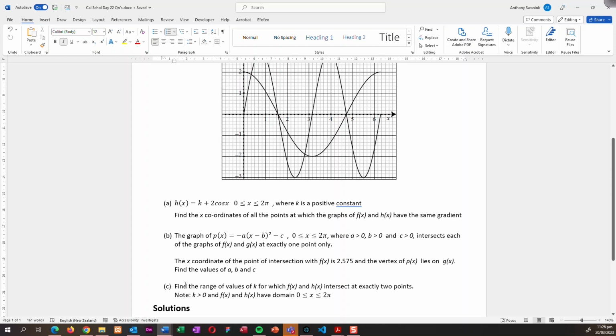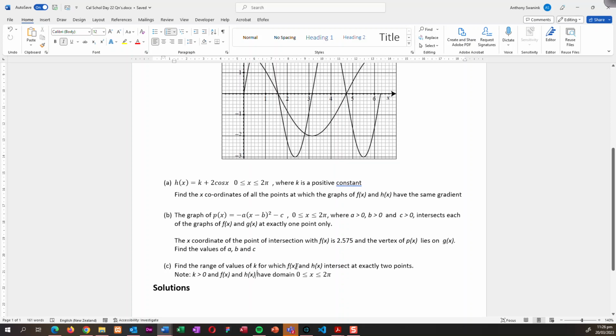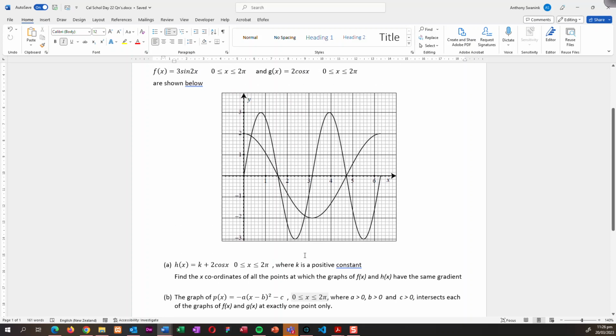All right, so this is saying find the values of k for which these two functions here intersect exactly 2 points. Now, function h is basically this cosine graph, but you can move it up and down. Okay, and where would this cosine graph intersect at exactly just 2 points? Not more than 2, but just 2. And not less than 2, obviously, as well.